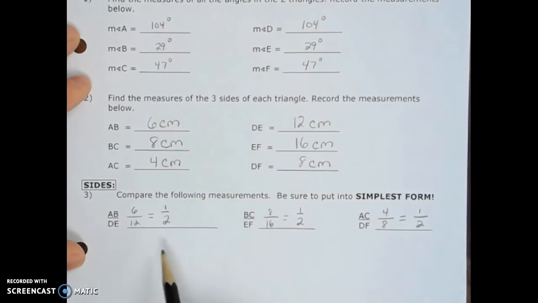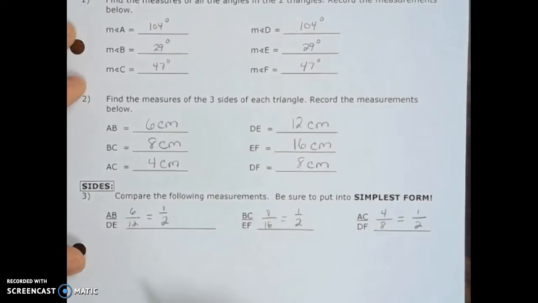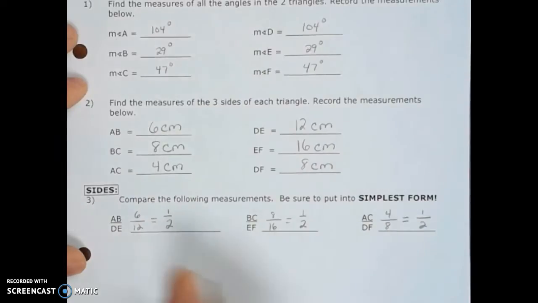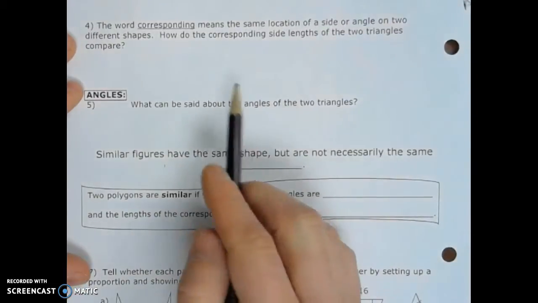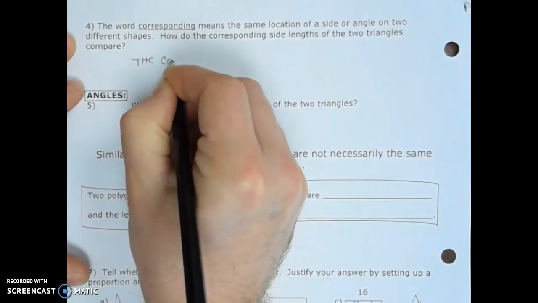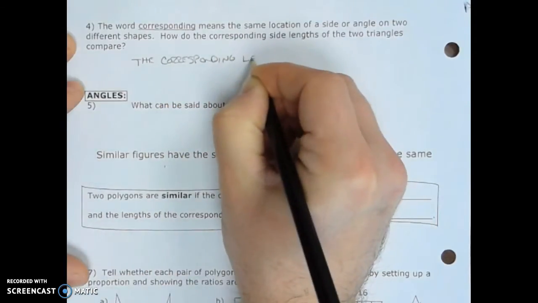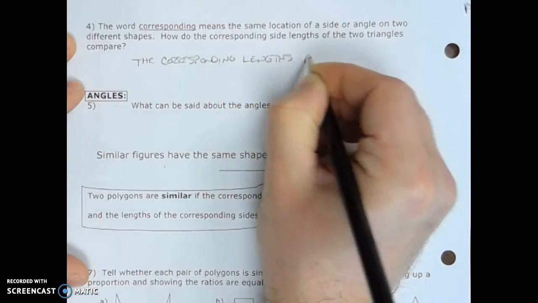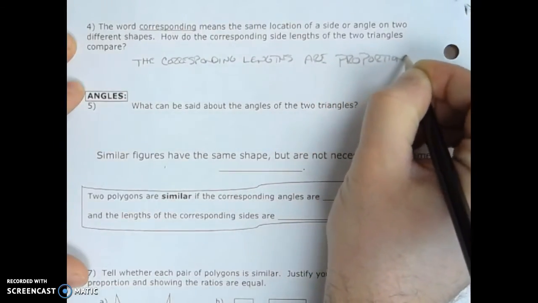How were they related to each other? Well, we can see when we set up our ratios and simplified them, we got the same answer every time. Everything simplified down to 1/2. This means that the corresponding sides are proportional to each other. And so when we write back here, it says, how do the corresponding side lengths compare? That's what we're going to write. The corresponding lengths are proportional. They are proportional to each other.